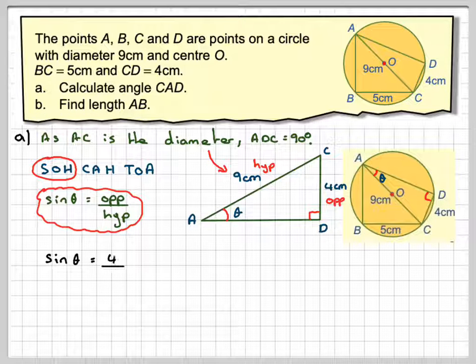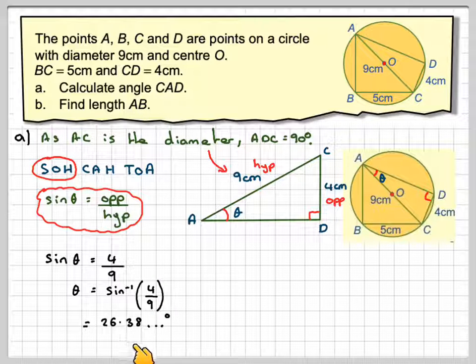So sine theta is equal to 4 over 9. We want to find the angle, which is theta. So we have to do the inverse, or sine to the minus 1 of 4 over 9. Make sure your calculator is in degrees. That's all you need for IGCSE. And therefore sine to the minus 1 of 4 over 9 will give you 26.38 degrees, which rounded off to 3 significant figures is 26.4 degrees.